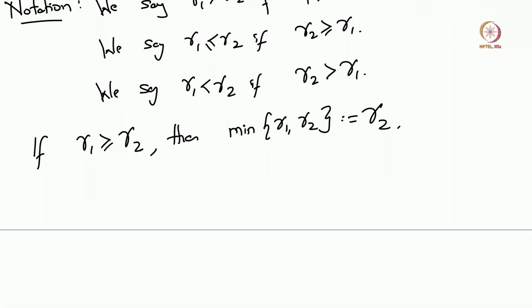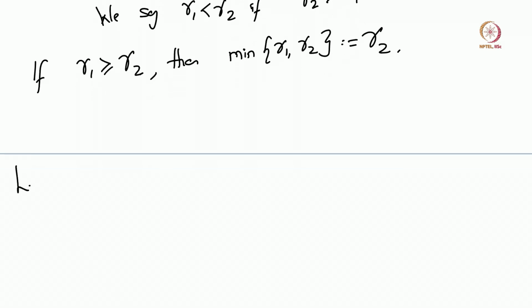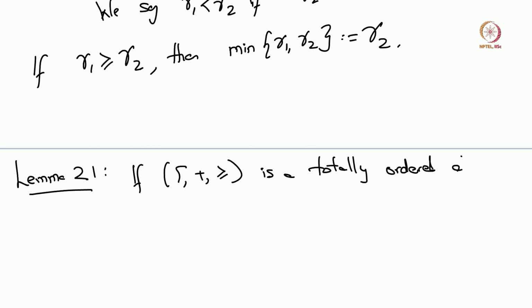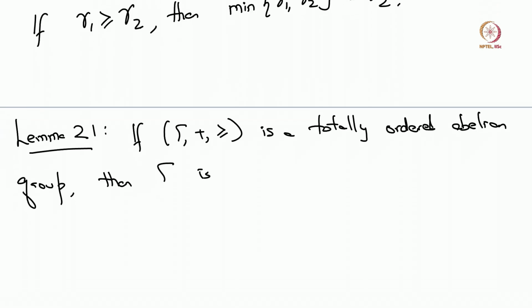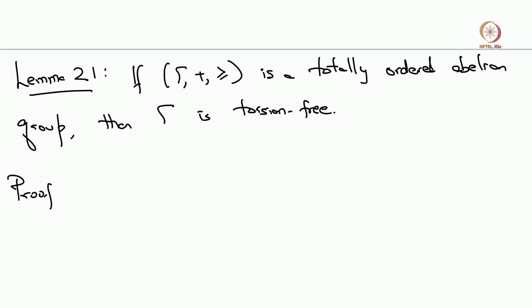Okay, so these were some precursors about totally ordered abelian groups. Some immediate lemmas. If I have a totally ordered abelian group, then that group has to be torsion free. So proof.